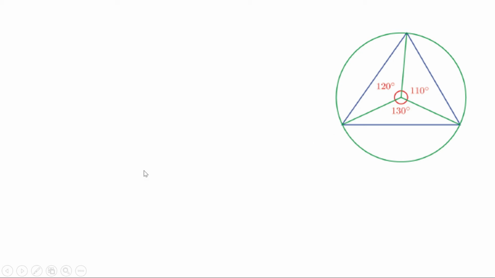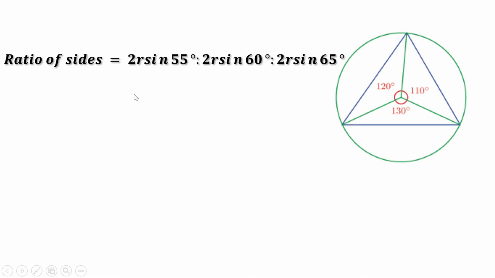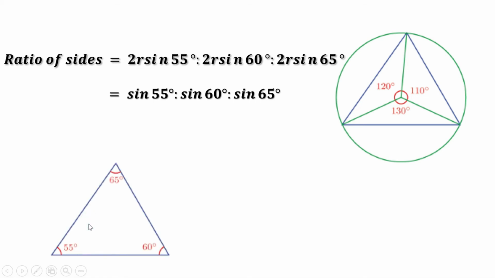Let us write the ratio of the sides of the triangle. Here, the sides of the triangle are chords of the circumcircle. Therefore, the ratio is 2r sine 55 is to 2r sine 60 is to 2r sine 65. Each term can be divided by 2r. Then we get sine 55 is to sine 60 is to sine 65. Here, 55 degrees, 60 degrees and 65 degrees are the angles of the triangle.